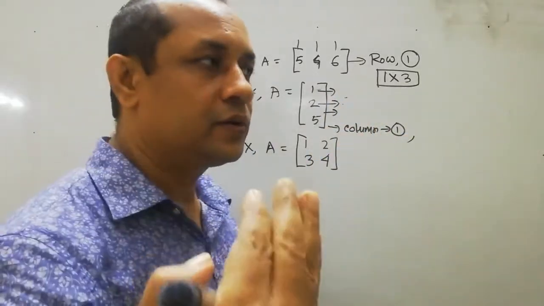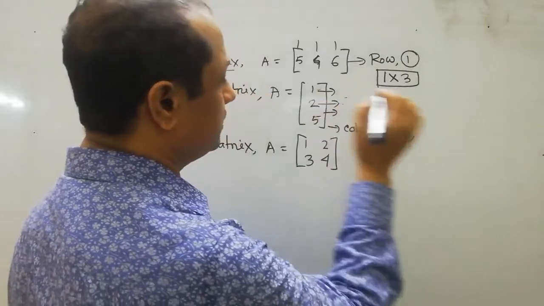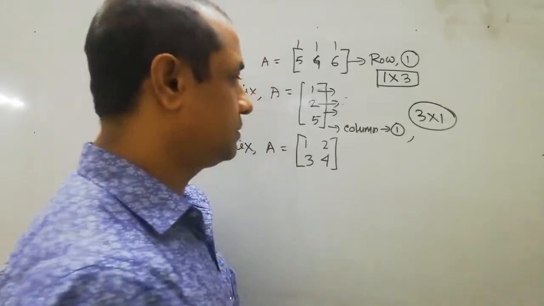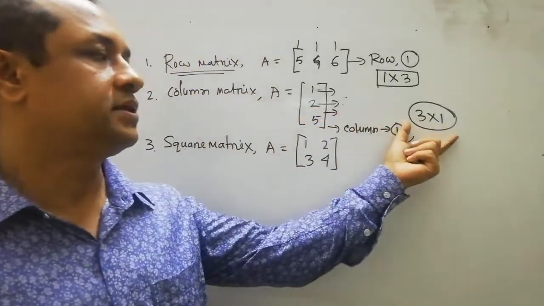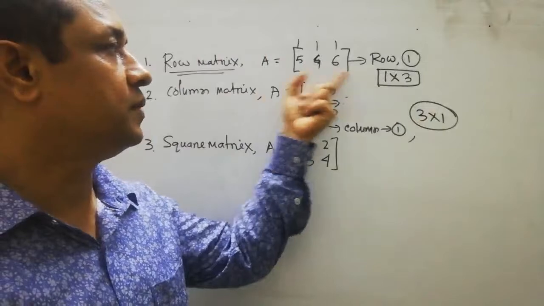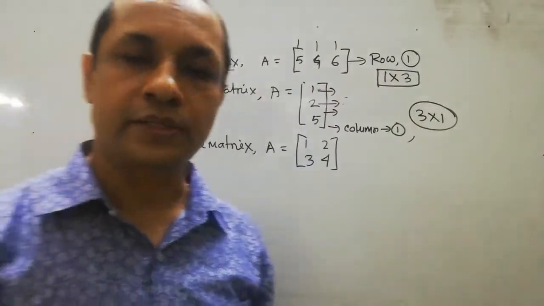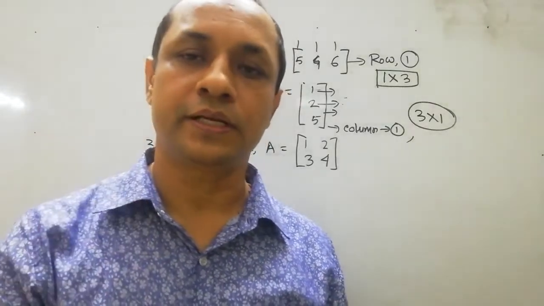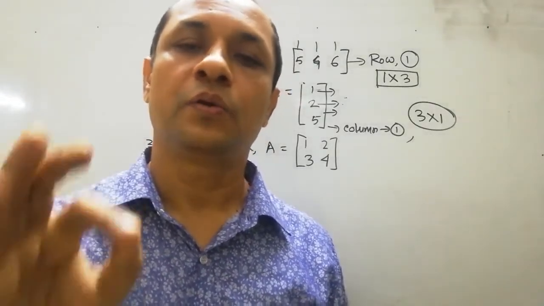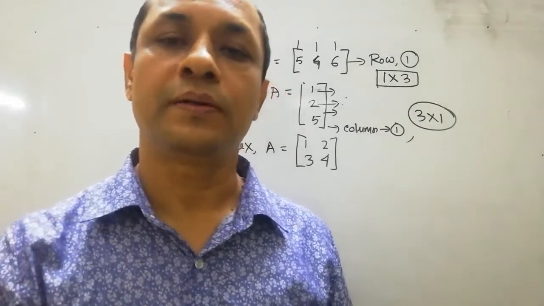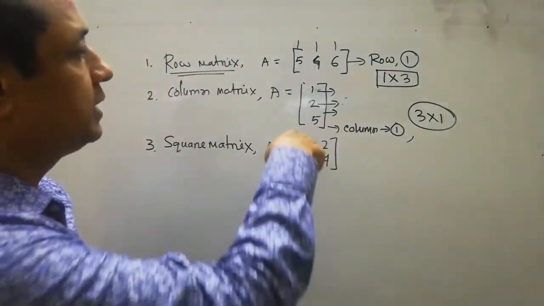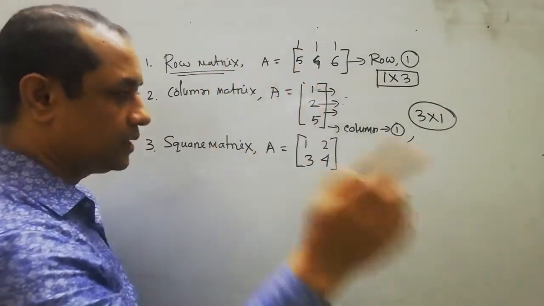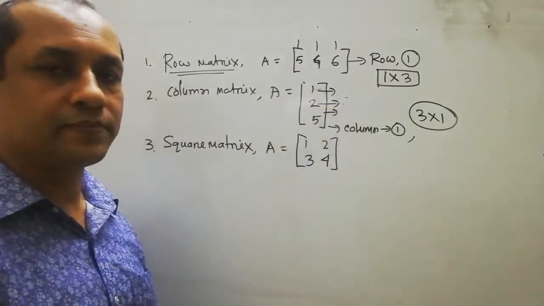Now the order of a column matrix. Here the order of the column matrix is 3 by 1, while the order of the row matrix is 1 by 3. So, I say again, students, what do you mean by column matrix? A matrix which has only one column is a column matrix. For example, matrix A equals 1, 2, 3. Here the number of columns is 1, so this is a column matrix.